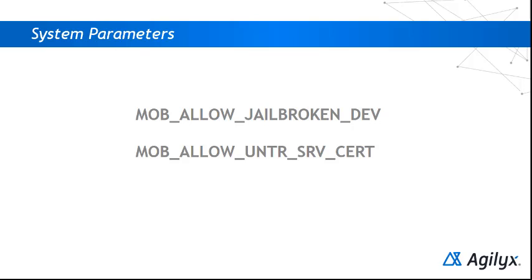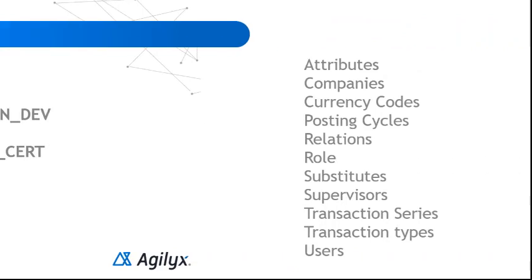Mobile allow untrusted server cert determines whether native mobile applications should be allowed to connect to a Business World On server, which has a service certificate that is not trusted by the mobile device. So again, this is for controlling apps that people have on mobile devices, and if someone puts something on that shouldn't be there and there isn't a certificate that's trusted, then it won't communicate.